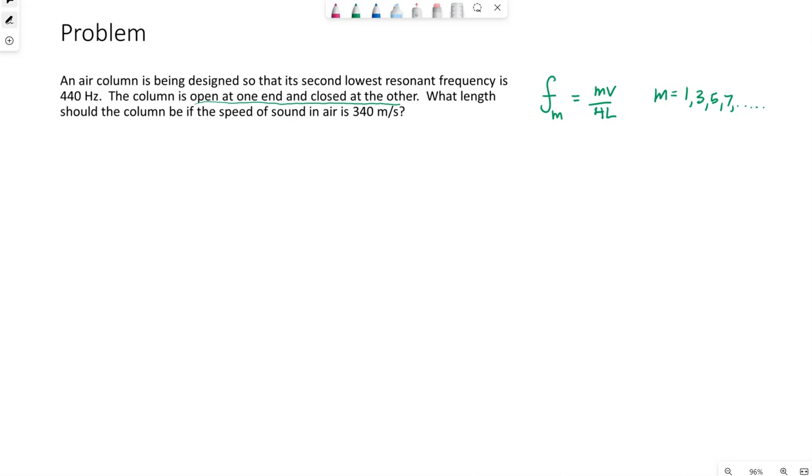So here it's telling us the second lowest resonant frequency. The fundamental is the lowest, mode 1. This would be the second lowest. So we're saying that m equals 3, because that's the second possible m value, with a frequency of 440 hertz.